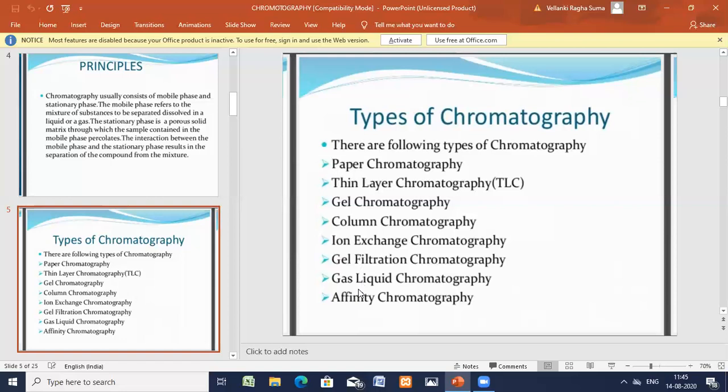Okay. So affinity chromatography. Later on it has been changed to liquid chromatography. In affinity chromatography also, again the stationary phase is solid and the mobile phase is liquid. In today's class, I'm going to explain paper chromatography, thin layer chromatography, and gas liquid chromatography, just the basics and the minimum which is required.